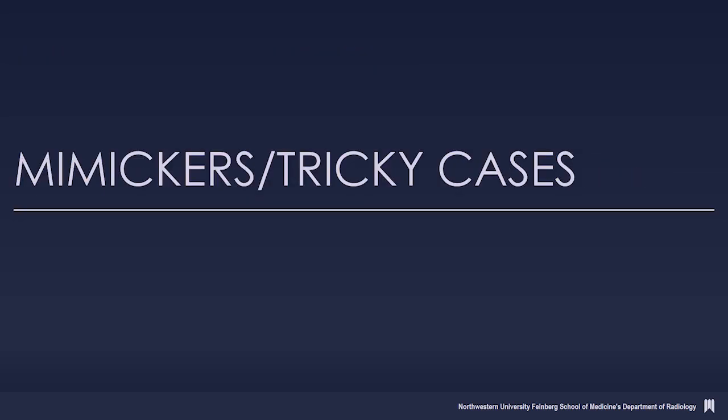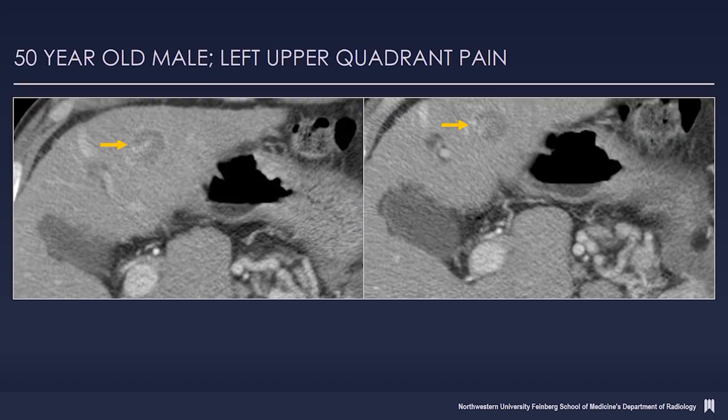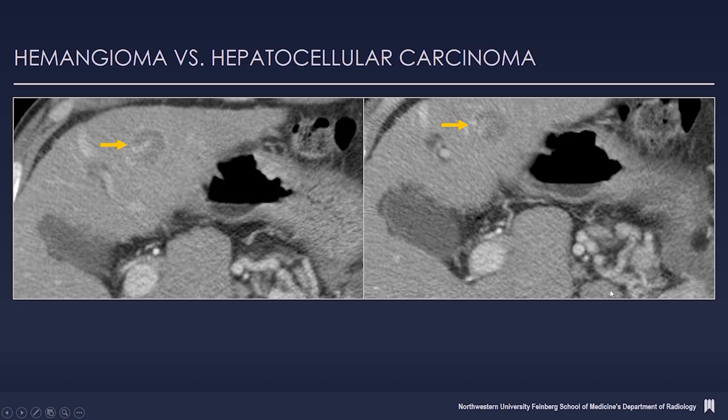Okay, this brings me to my mimickers or tricky cases, which is what I like to do. So this patient, I didn't give you the history. He's actually a 50-year-old male. You get the classic non-revealing history, left upper quadrant pain. But what do we see? We see a lesion with some peripheral enhancement. So the question here is, is this a hemangioma or is this hepatocellular carcinoma? And it's hard to tell.